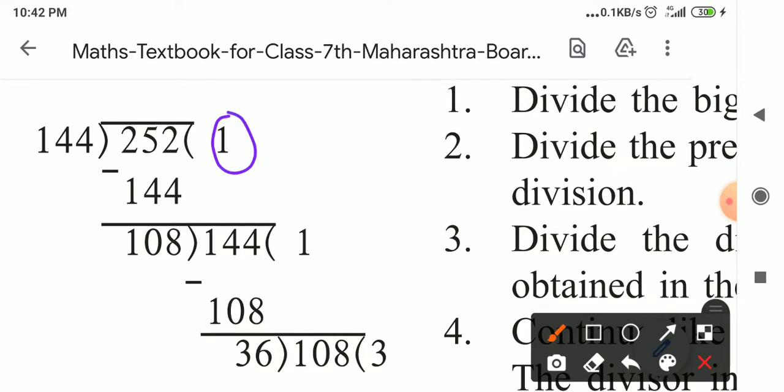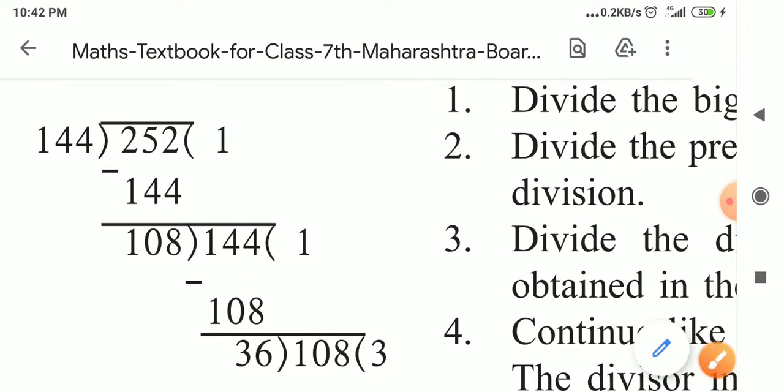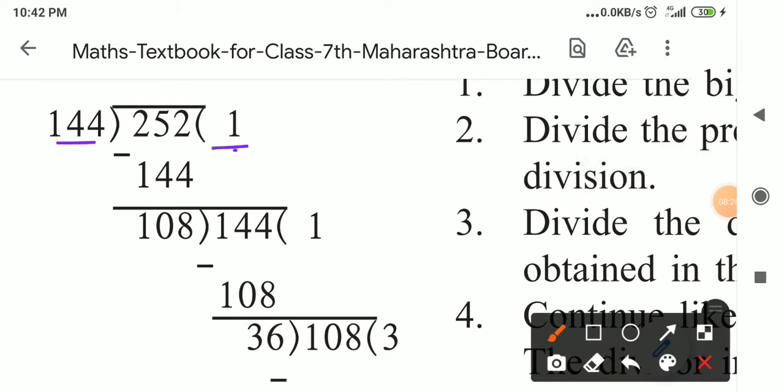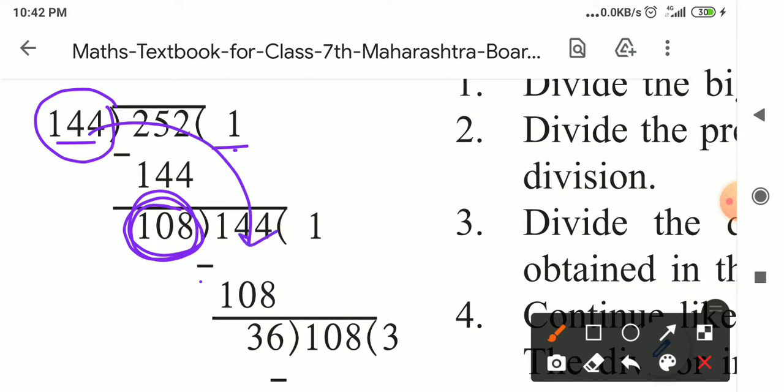Here 144 1s are 144, and we have to take 144 here. Do the subtraction of this. The subtraction is 108. This 108 becomes the divisor for 144, that we have to write here.